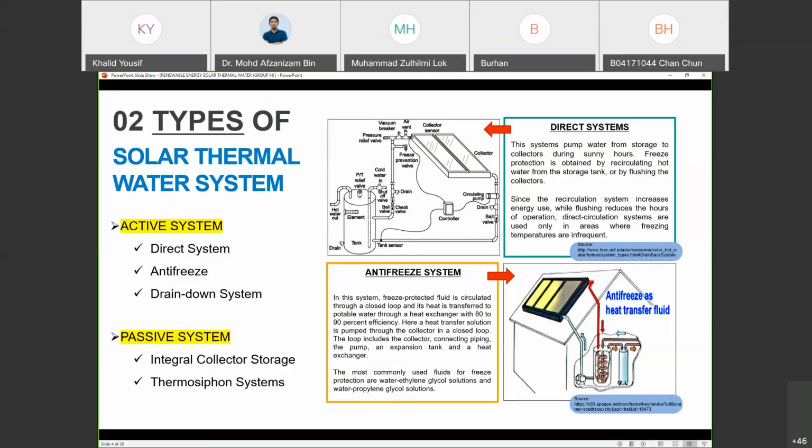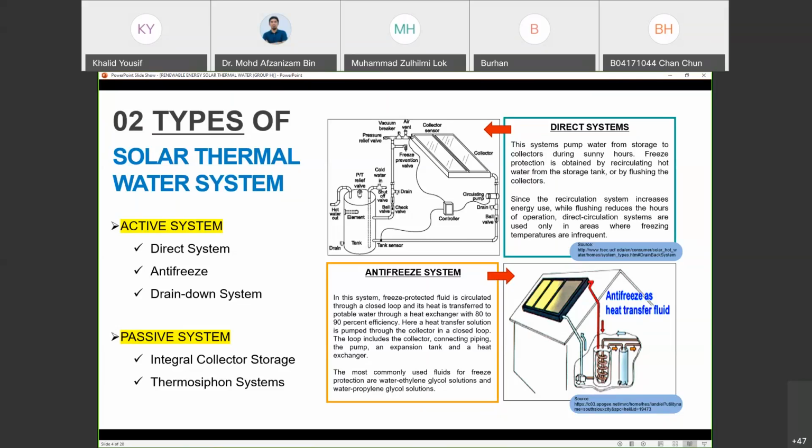This system pumps water from the storage to the collector during sunny hours. Freeze protection is obtained by recirculating hot water from the storage tank or by flushing the collectors. Since the recirculation system increases energy use while flushing reduces the hours of operation, direct circulation systems are used only in areas where freezing temperatures are infrequent.